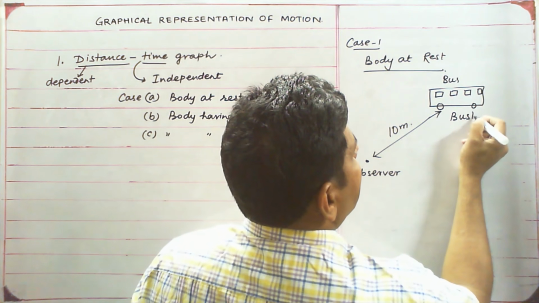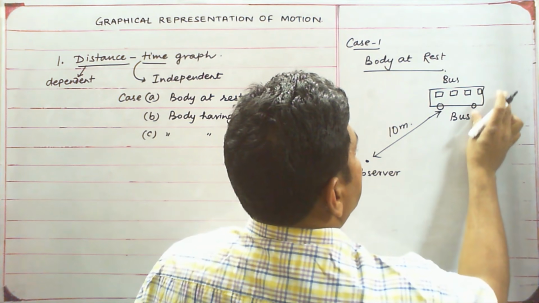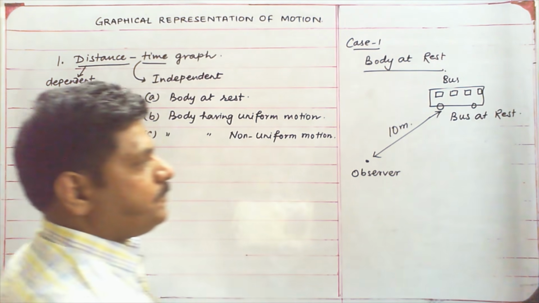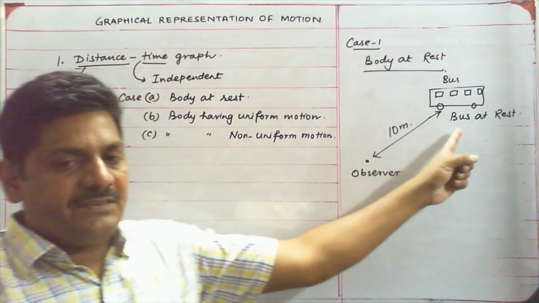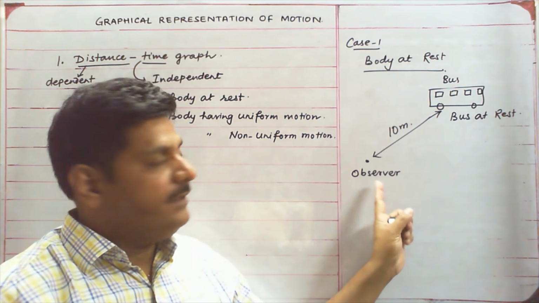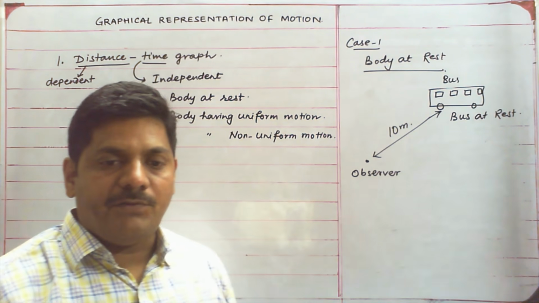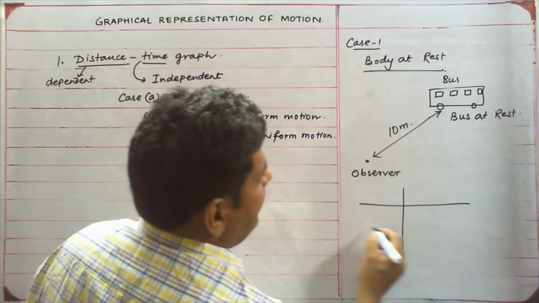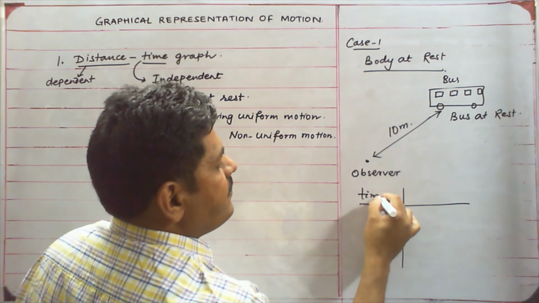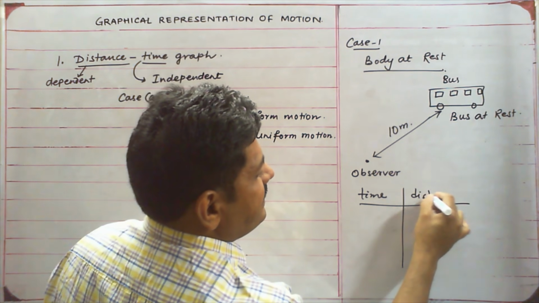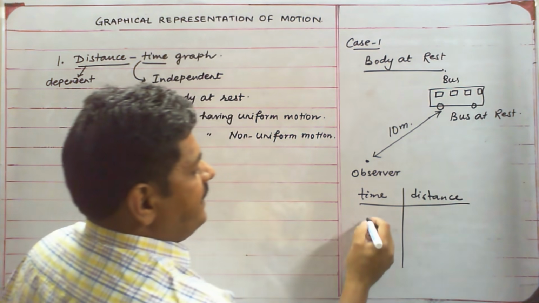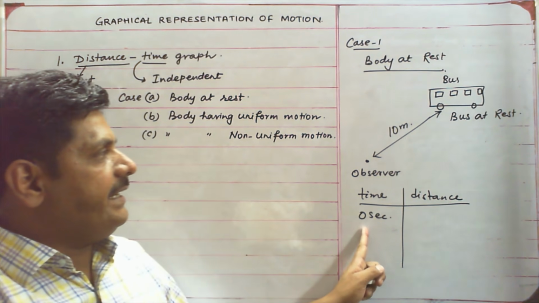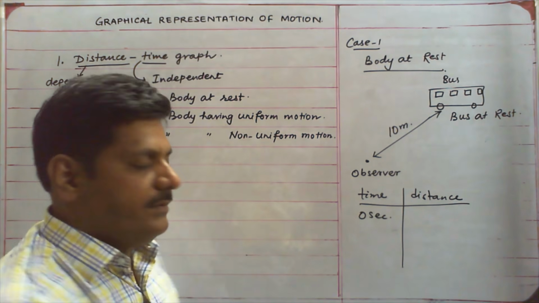Bus at rest. So the bus is at rest, and the observer is at a distance of 10 meters from it. Now if you plot a distance time graph, let us take time and distance. At 0 second, what is the gap? It is 10 meter.